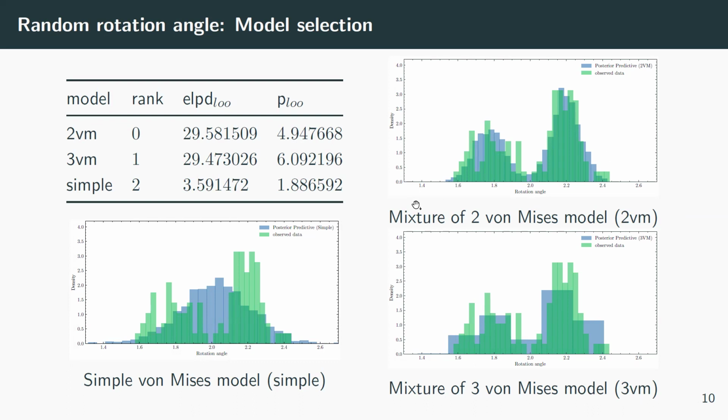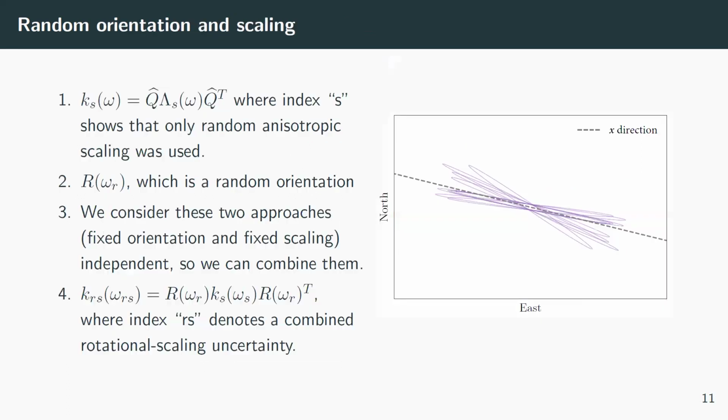So here in the table, you can see the result of leave-one-out cross-validation. And the results for the 2 von Mises and 3 von Mises models are very close together. But because the 2 von Mises is a simpler model with fewer parameters, we chose the 2 von Mises model for our data.